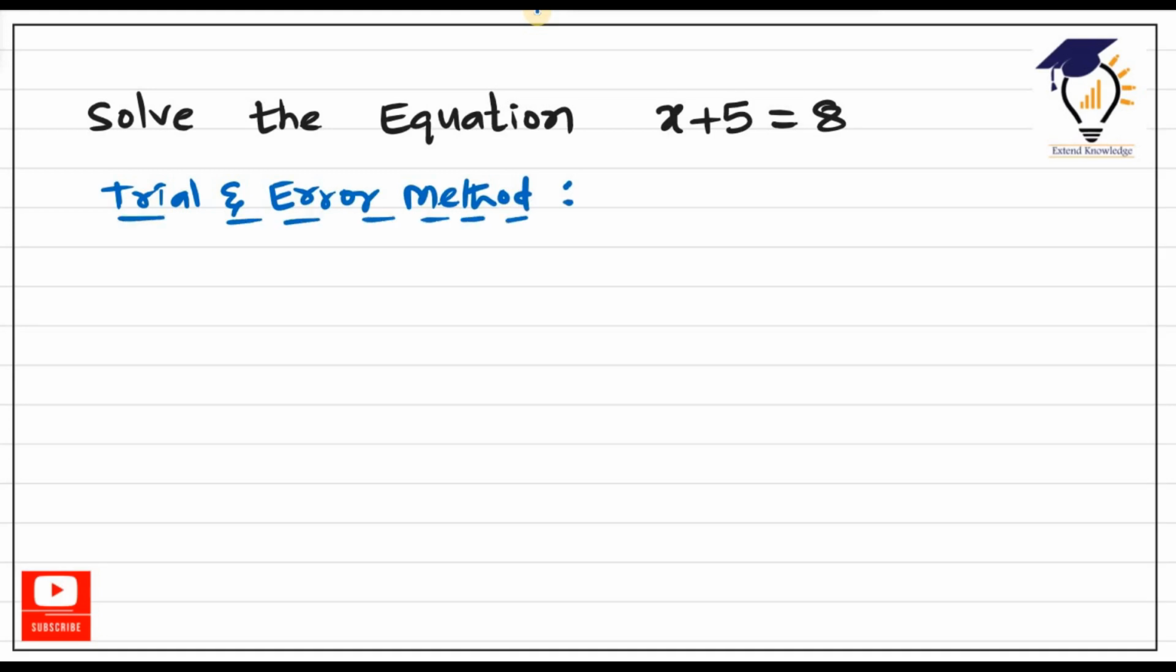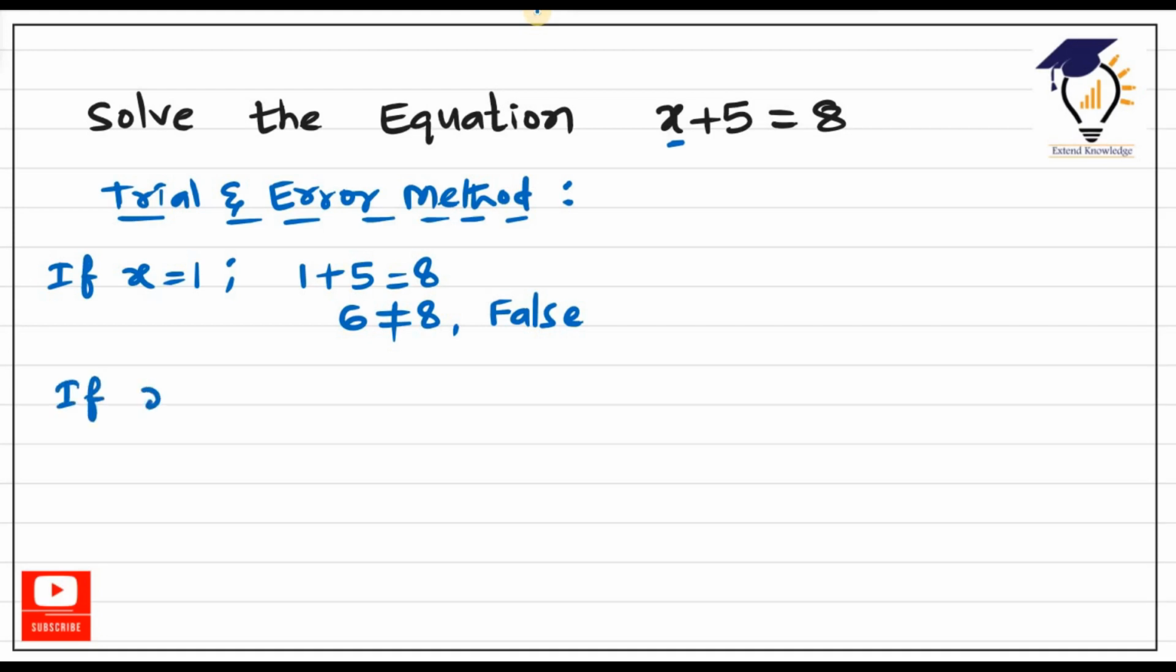Let's see what happens if x is equal to 1. Putting it in, 1 plus 5 is 6. Is it equal to 8? No, it is not equal to 8, so the statement is false. As we discussed in the flow chart, if it is false, we have to move back to the first step and put a different input.